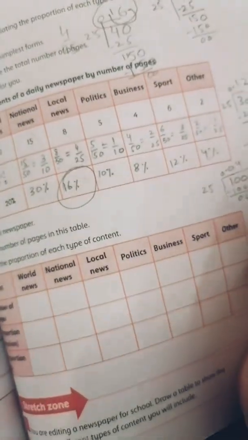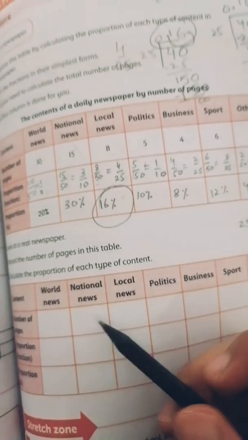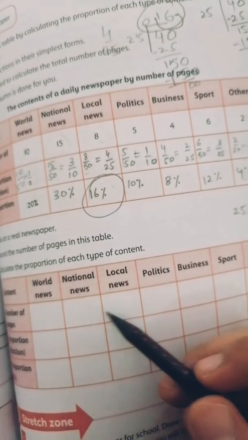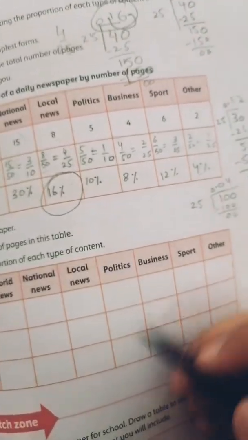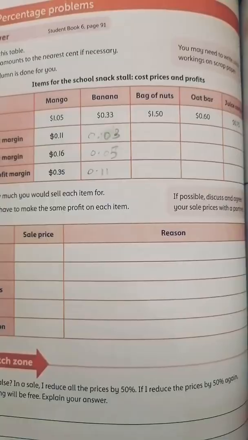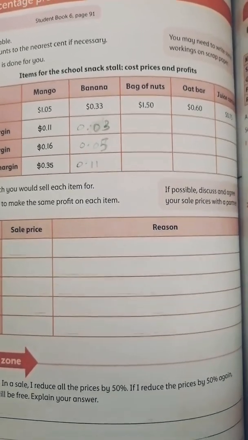Now you will just take any newspaper and look how many pages are there, how many of them are world news, local, national, politics, business, sport, and then fill this box. Okay. Now this is page 82 of the workbook, practice book.